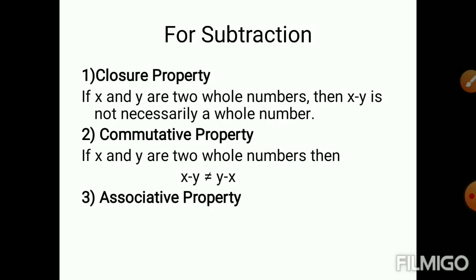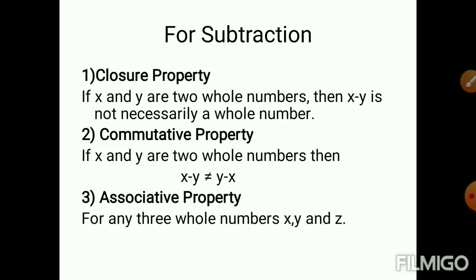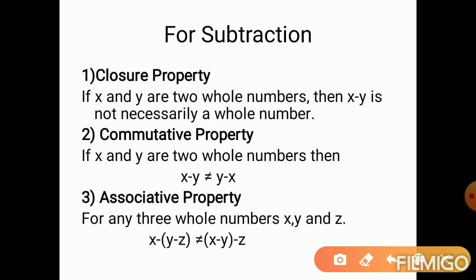My third property is associative property. What does it say? It says for any three whole numbers x, y and z, x minus bracket y minus z is not equal to x minus y minus z. That means we have to take care of the arrangement of numbers. We cannot subtract numbers in any order. Take one example and verify it.